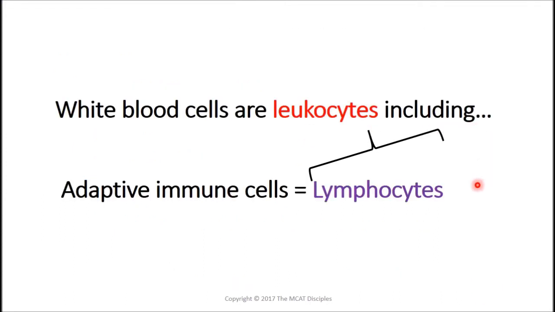White blood cells are leukocytes, including the adaptive immune cells, the lymphocytes. Okay, so that's the general classification. This is very specific to adaptive immune cells.